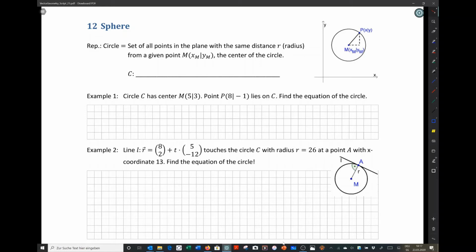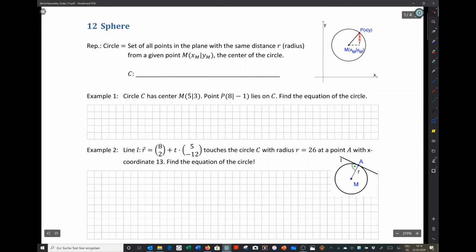Before starting with the sphere, let us have a look at the circle. The circle is the set of all points in the plane with the same distance r from a given point M. This means the given point M is the center of the circle and r is the radius of the circle. Well, how can we calculate this distance between the point M here and the point P on the circle?